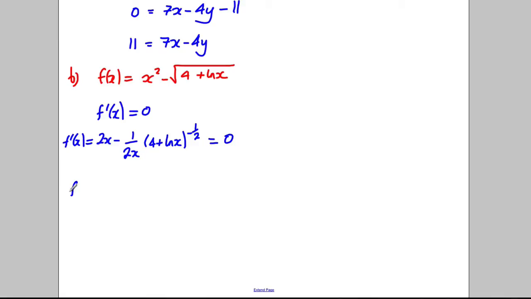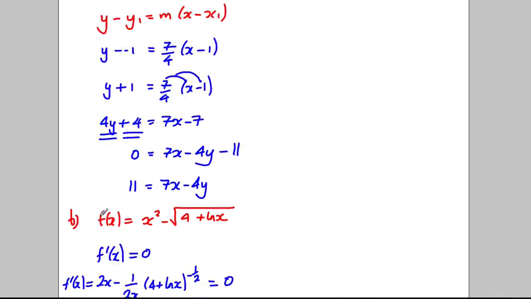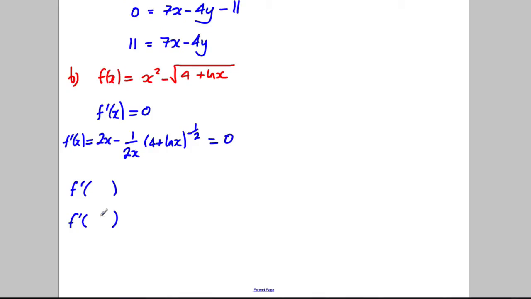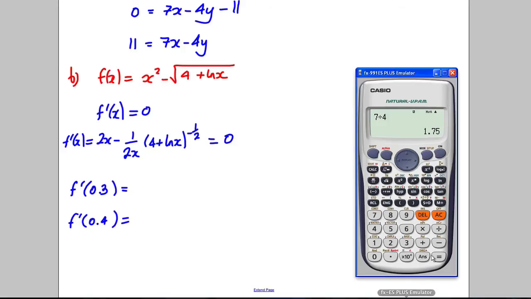And what we're going to do is work out f dashed of the two values we're given, namely 0.3 and 0.4, and show that there's a change of sign. Therefore, f dash has a root between the two, i.e. alpha, the stationary point, is in between these two values. So we're going to get the calculator out.